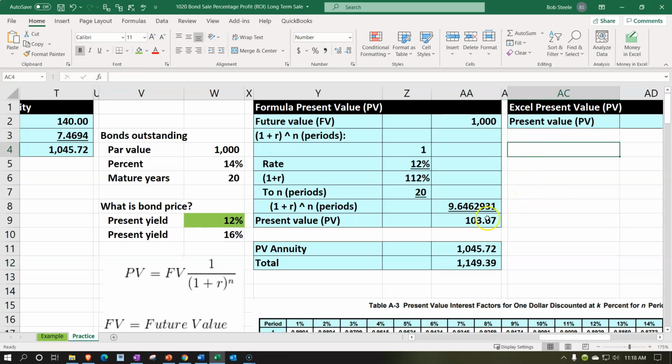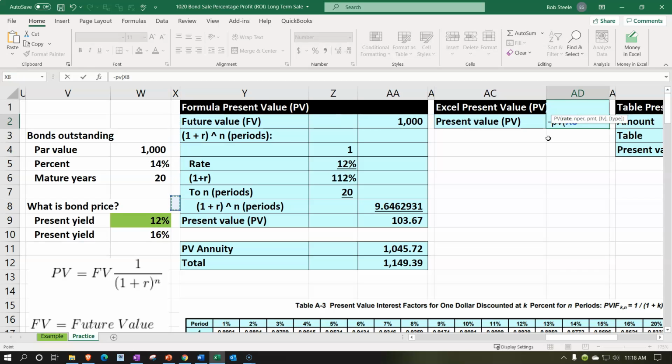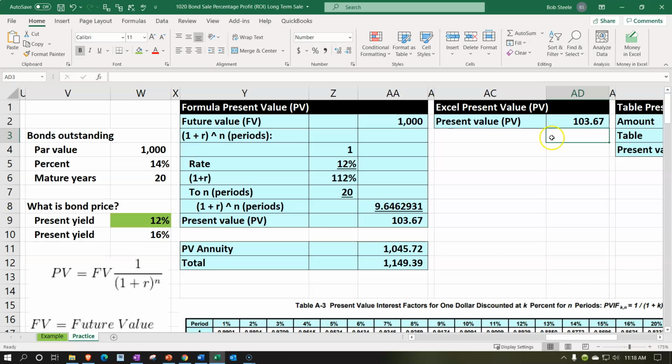Let's calculate this a couple different ways, though, to round this out. One, the magic way, Excel way. This is going to be present value, shift 9, rate 12%, comma, and the number of periods is going to be 20, comma, future value 1,000. So there it is again.